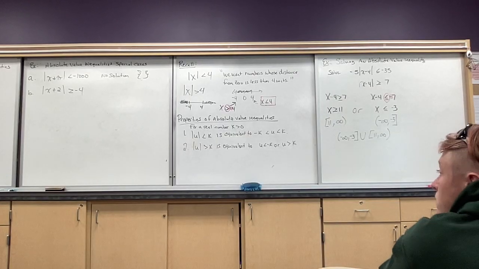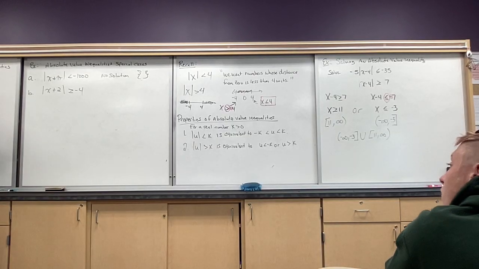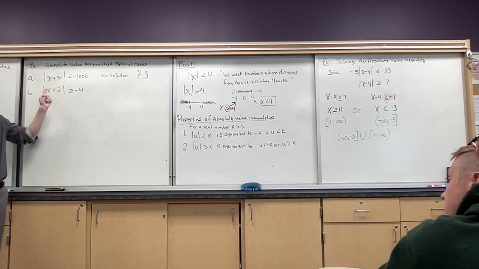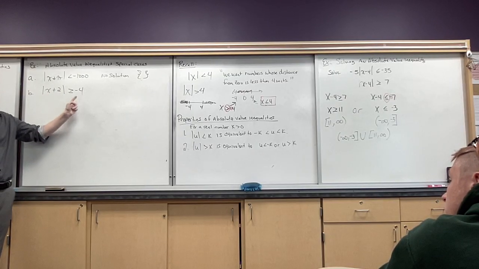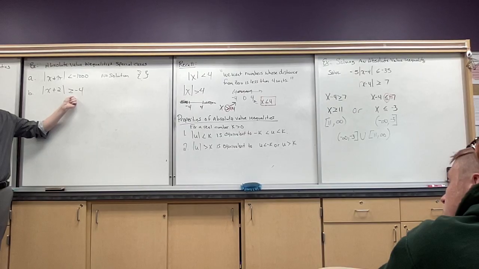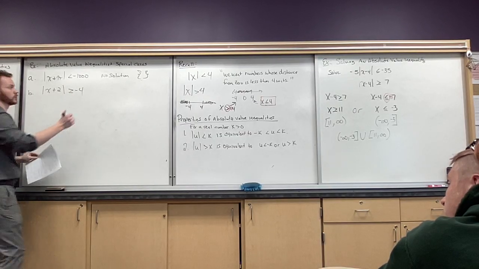Another instance where you don't want to act immediately. Think about what is being said. The distance this is from 0 is greater than or equal to negative 4 units. Is this always going to be positive? Yep. Is a positive number always going to be larger than negative 4 units away? Yeah, it doesn't matter what number we use. Okay, this is an all real solution.